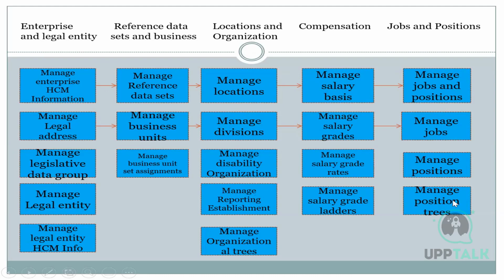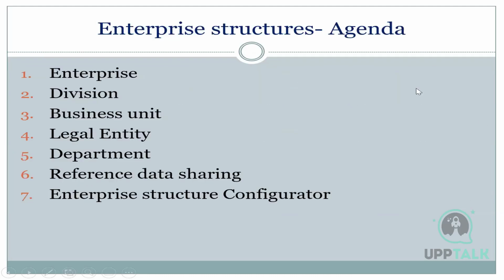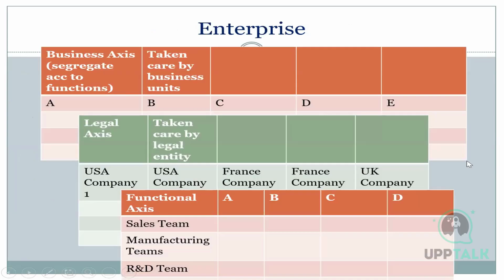Okay. So enterprise structures agenda. What is the enterprise structure agenda? That means, what is enterprise structure? Enterprise structure contains your enterprise, that is the highest level of enterprise, highest level of the business unit. Then we have the division. Then we have the business unit. Then we have the legal entity. Then we have the department. Then we have reference data sharing, enterprise structure configurator. So one by one, we are going to learn what is this enterprise, what is division, what is business unit, what is legal entity, what is department.